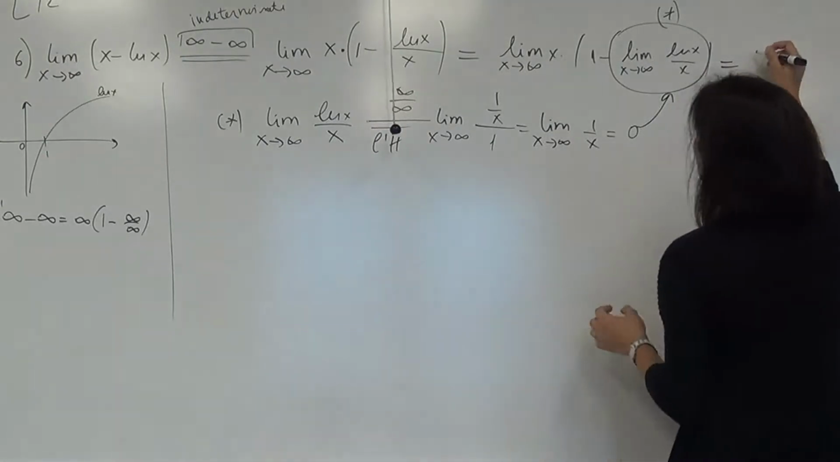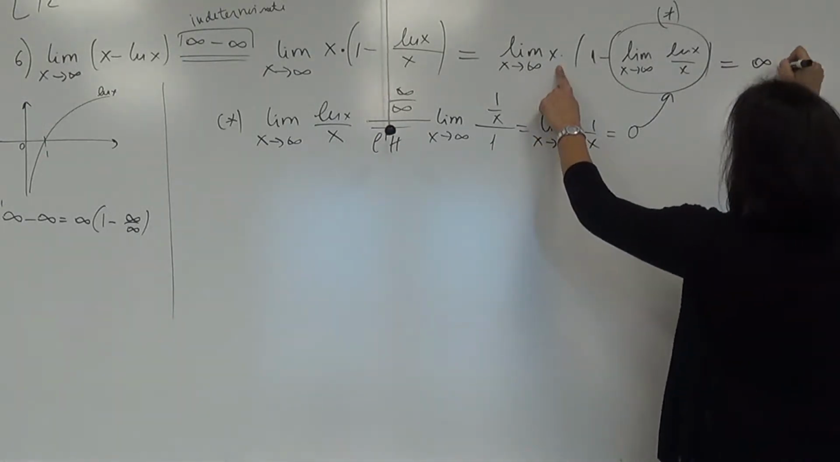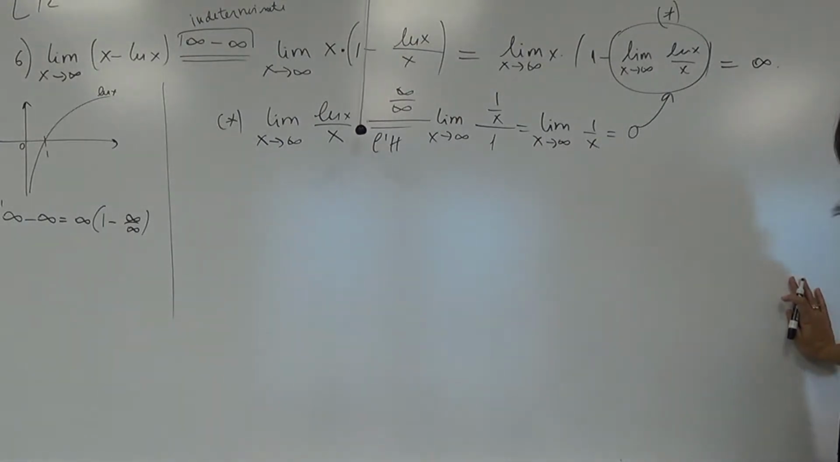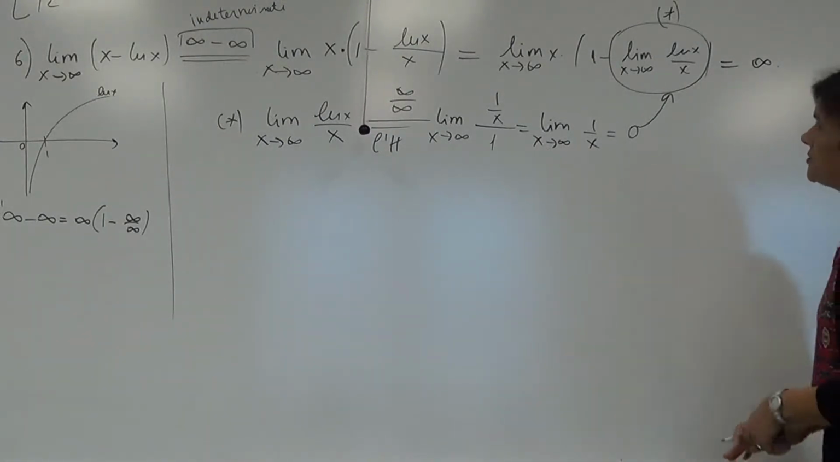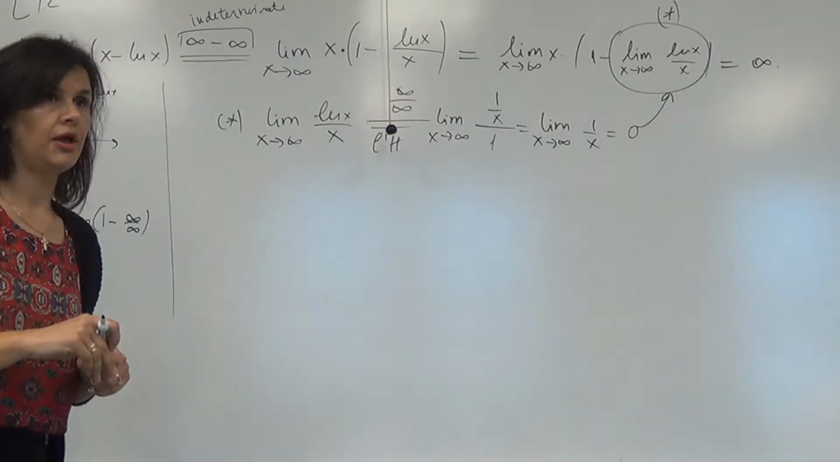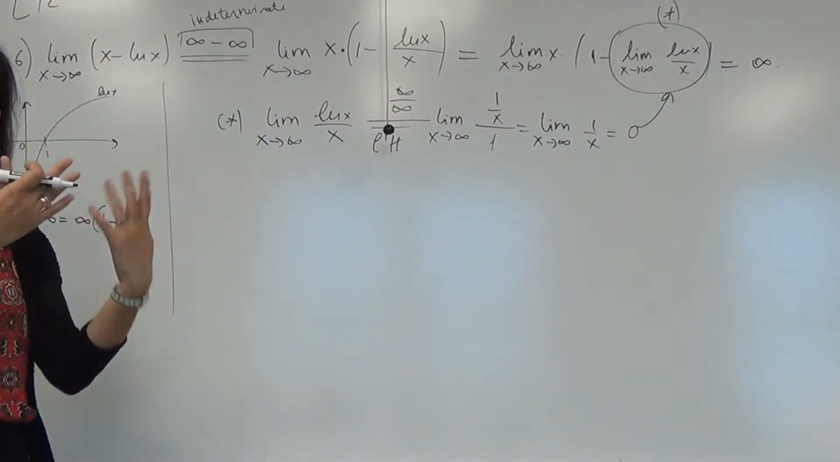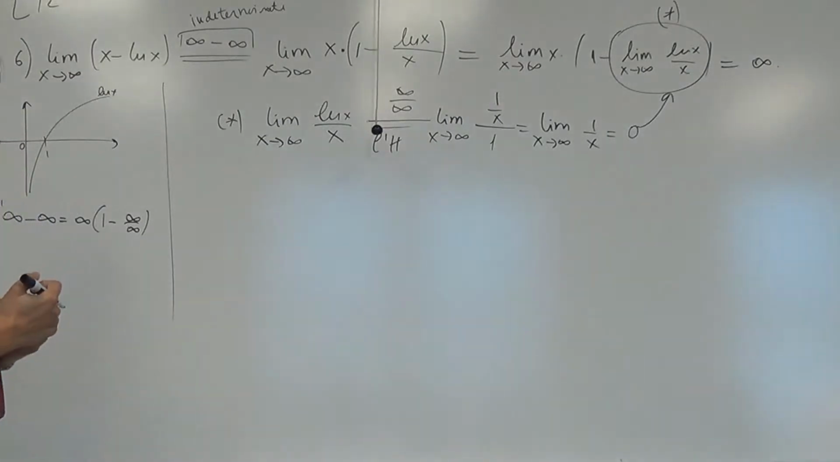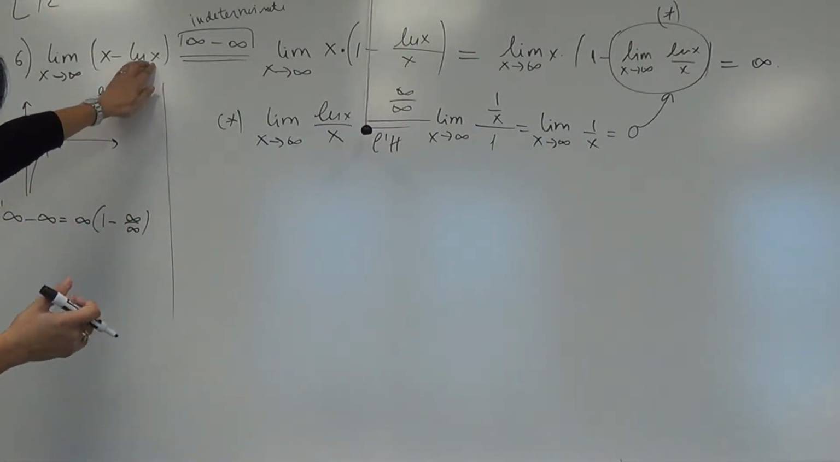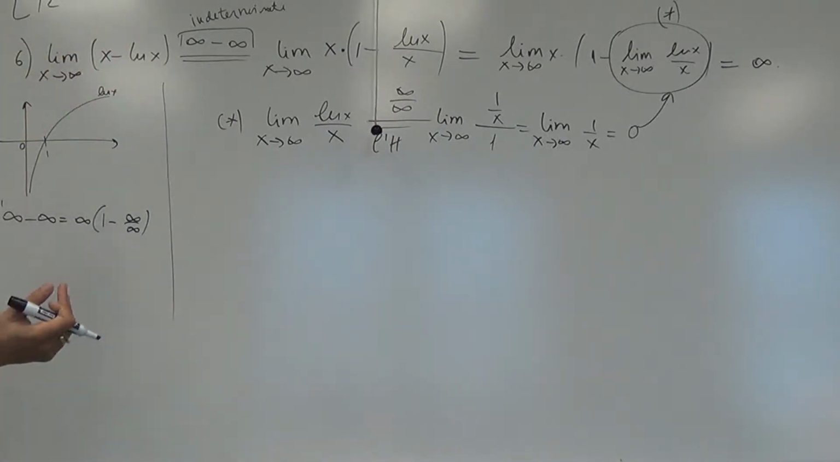So in the end, this will be what? Infinity times 1 minus 0. So it's infinity. So still, the case infinity minus infinity can be solved with L'Hopital. You have to bring it to L'Hopital form, for example by factoring out 1x. Sometimes you can factor out ln of x.